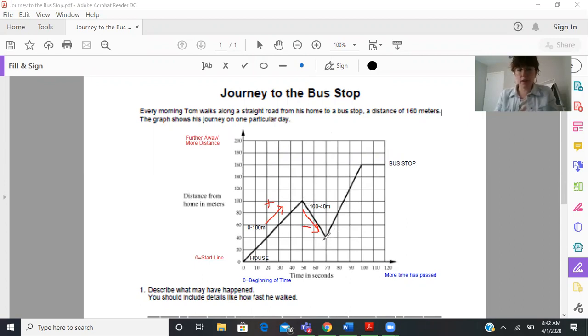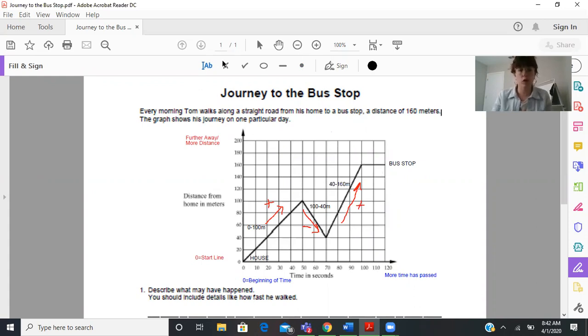Then at 40 meters, he continues back towards the bus stop, moving forward, because I'm going from 40 meters to 160 meters. So I'm increasing my distance again.